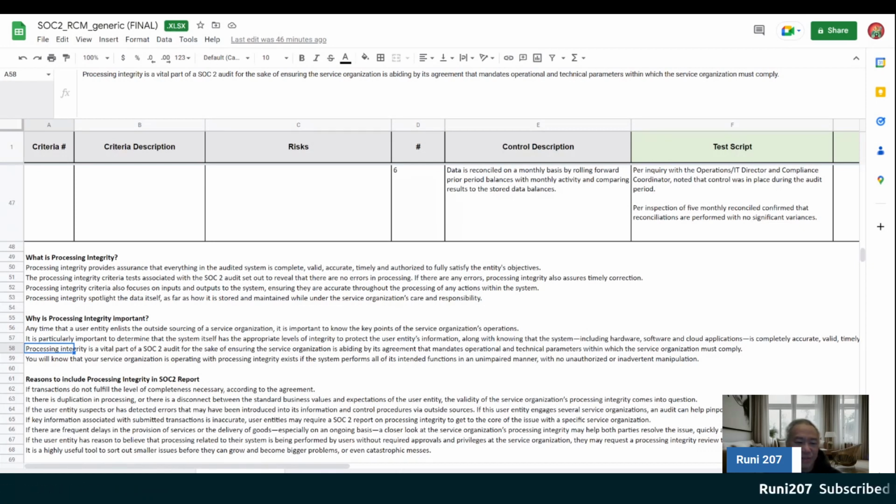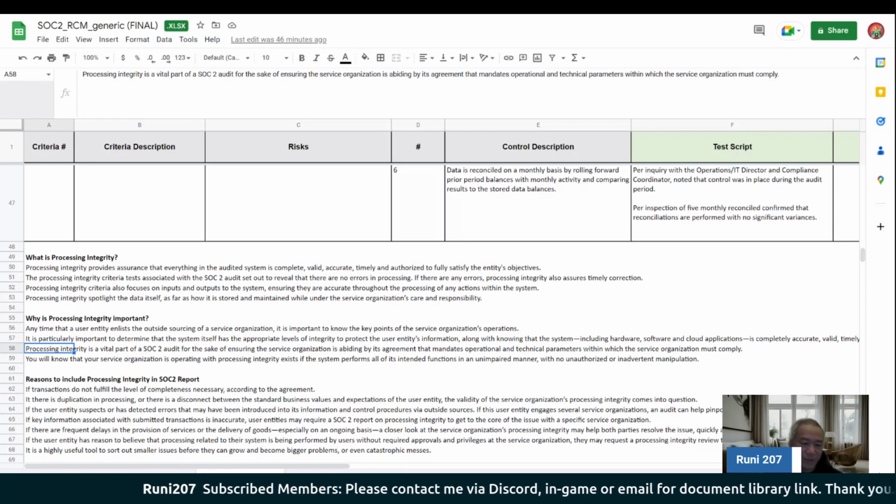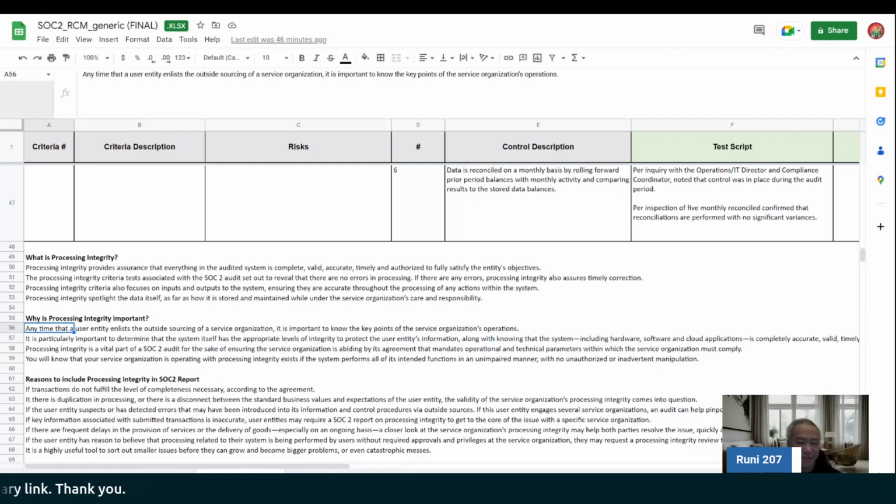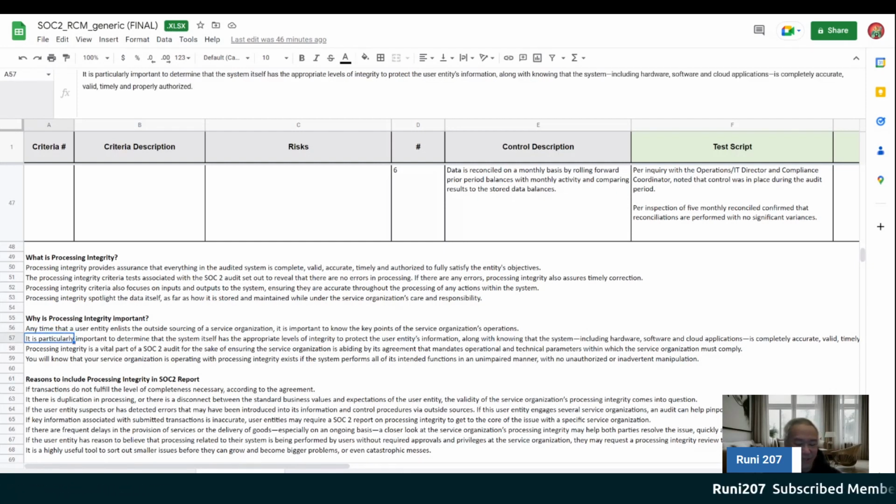And so this is one of the reasons why processing integrity is an important principle within the Service Organization Control 2. Anytime a user enlists the outside sourcing of a service organization, it is important to know the key points. As a user and an investor within the Splinterlands ecosystem, we definitely want to be aware of that.